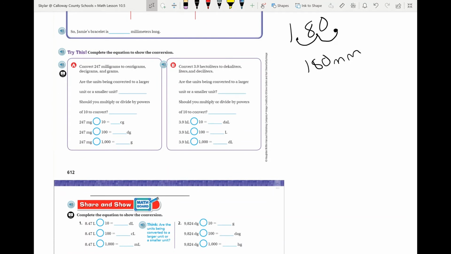So, whenever we are converting milligrams to centigrams, decigrams, and grams, we can go ahead and write this out. King Henry demanded more dark chocolate milk. If we're starting at milligrams and we're going to centigrams, we're going to the left. Our number's getting smaller because we are dividing. Excuse me, you're moving to a larger unit, so you're going to have a smaller answer.